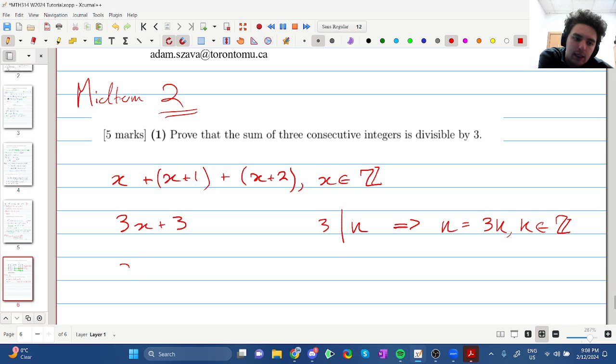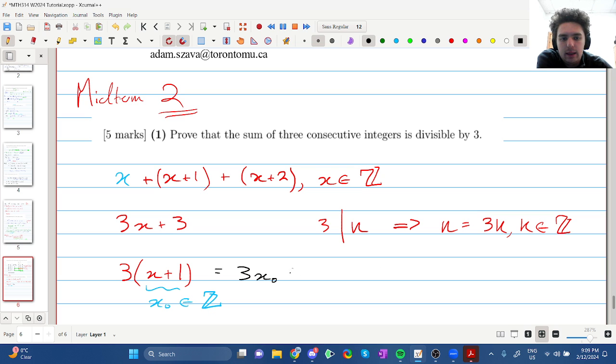Well, that's not hard because you can just factor out a 3 and you get x plus 1, right? I guess I shouldn't use x here really, but anyways, too late. So call this x naught, which is an integer. X plus 1 is an integer. Therefore, this is equal to 3 times x naught. Therefore, 3 divides, let's give it a symbol, P, right? 3 divides P. Or I guess S for sum. Make that an S.